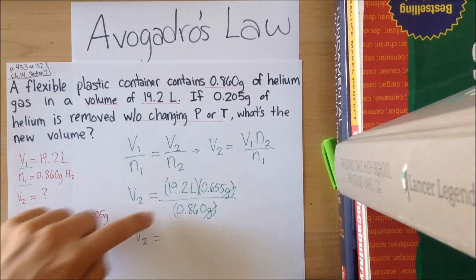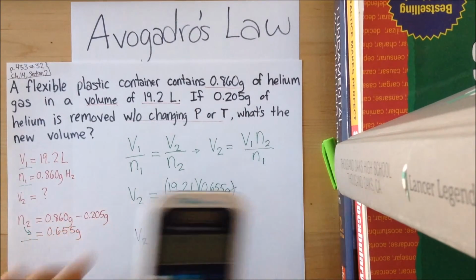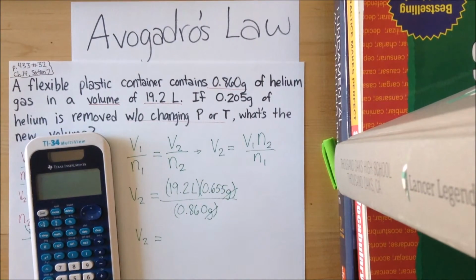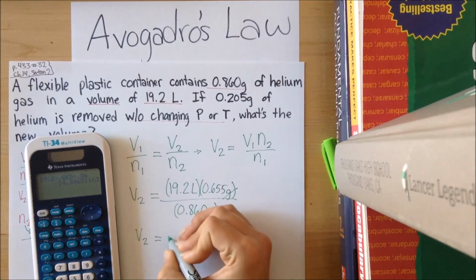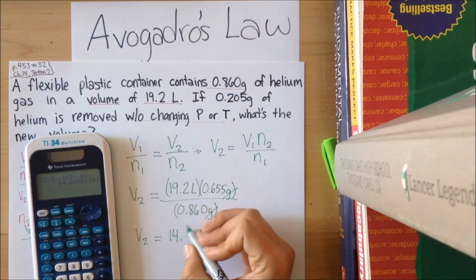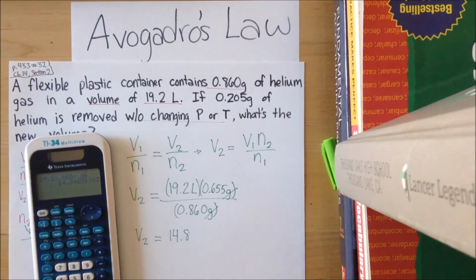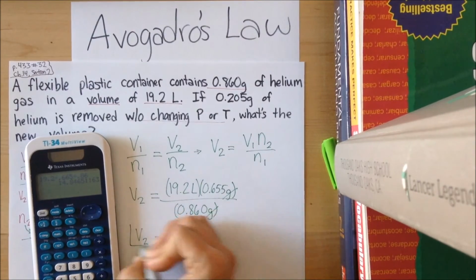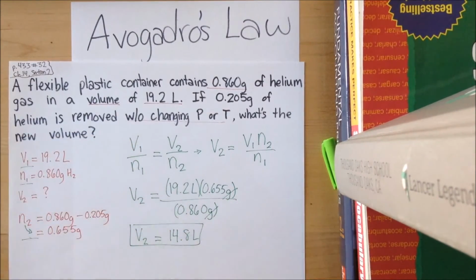So you plug that into your calculator. 19.2 times 0.655 divided by 0.86, and you should get 14.8 when you use sig figs, and that's in liters. So there's your answer.